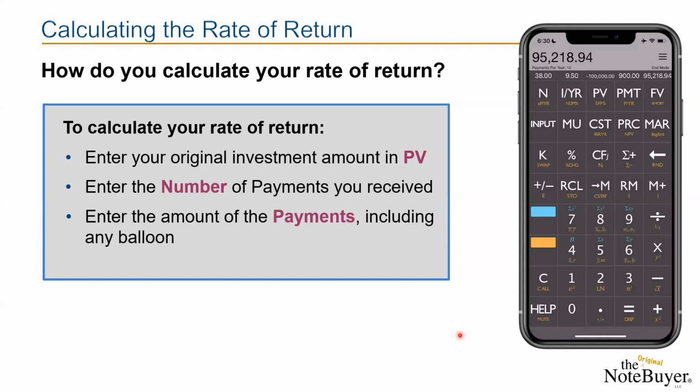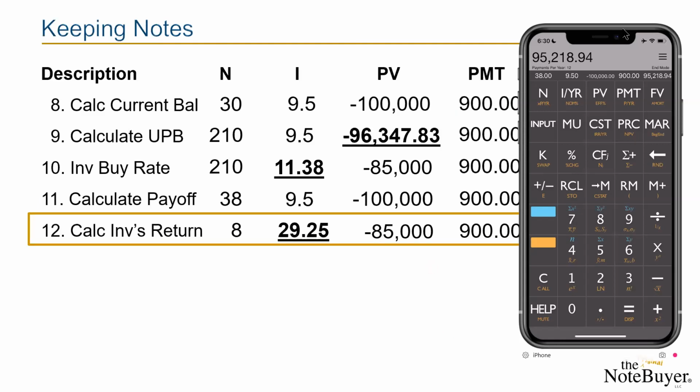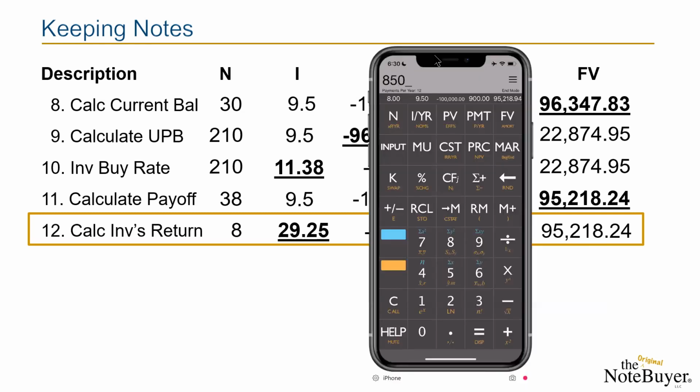And you know what? We didn't put it in the calculator. We need to do that. I kind of jumped ahead. Let's go back here a sec. So he had collected 8 payments. So we got 8 into N. We got his original investment amount, which was negative 85,000 into PV. And we have the payment amount. Oh, his payoff was $95,218.24. That was already in there. And we solve for I, and we do indeed come up with 29.25%.